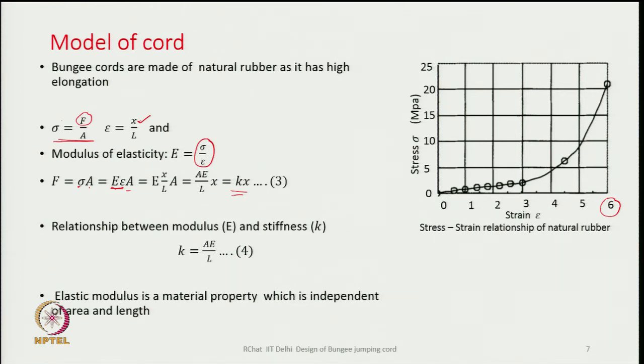Now, the relationship between modulus and stiffness k. What is k? K is actually A E by L. We have replaced this whole A E by L as k. So, the modulus is E and stiffness k is A E by L. So, elastic modulus is a material property which is independent of area and length, but stiffness depends upon elastic modulus. It also depends upon area and also depends upon length.